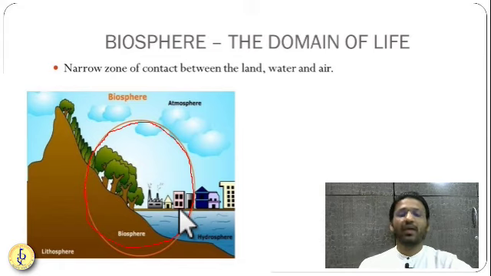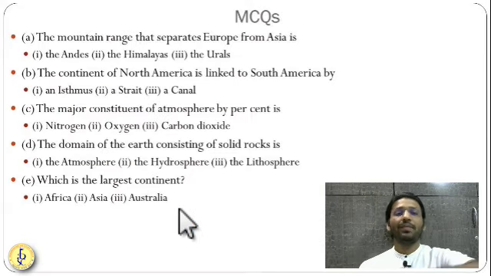So I hope you guys have understood this chapter. Now based on this chapter, there are MCQs, like after every chapter. First, the mountain range that separates Europe from Asia. We have seen this. The continent of North America is linked to South America by which isthmus? That also we have seen. Panama Isthmus.